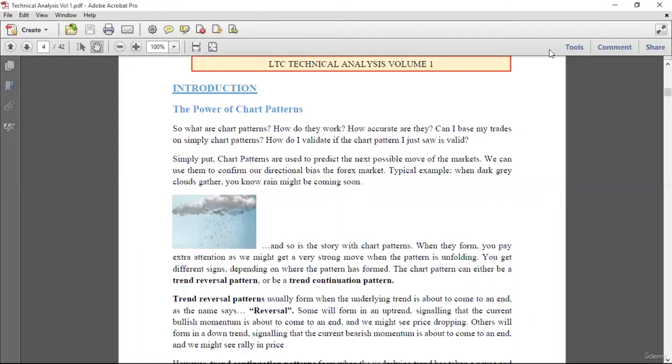Welcome to this technical analysis series where we will be going through the chapters of the LTC Technical Analysis Volume 1 book. So, this is chapter 1. We're going to be looking at the introduction, the power of chart patterns, which is an introduction of what you're going to be going through on the next videos.